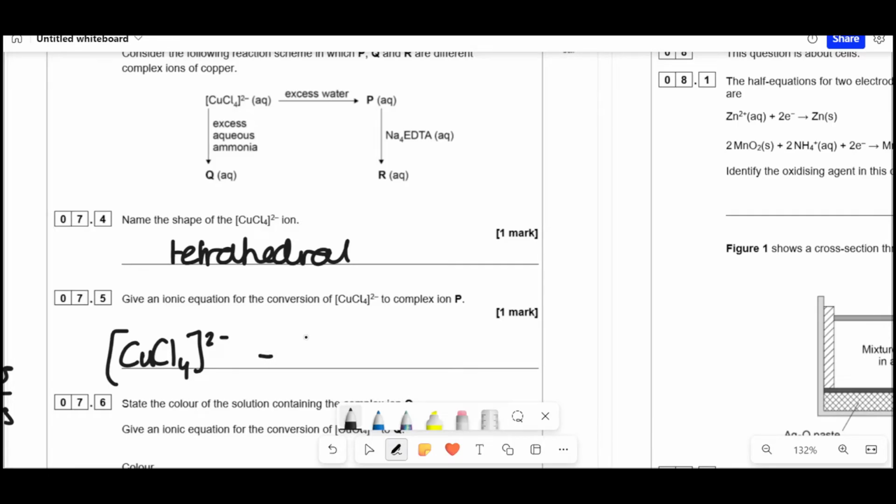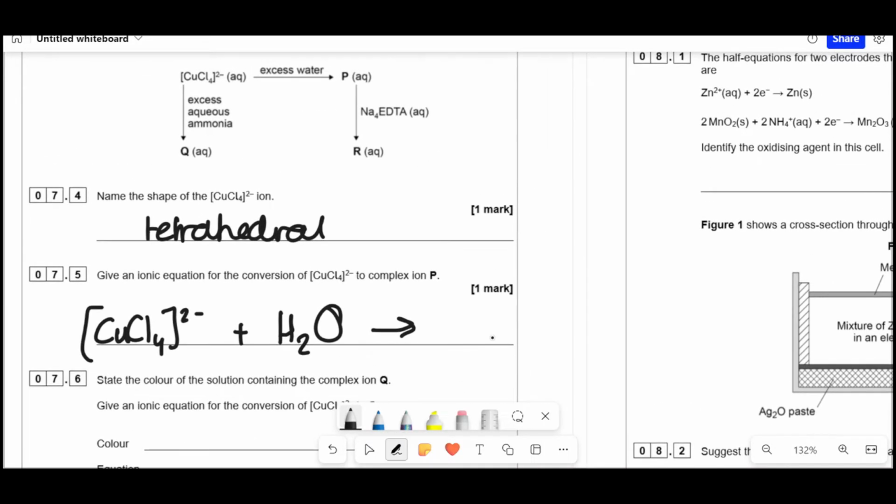They've told you they're adding some excess of water. And then all you've got to do is just figure out what might be happening. So we're making some sort of aqueous thing that's P, and it's able to react with the EDTA. So clearly whatever's left behind has to be some sort of complex ion with a ligand. It can't form a salt. So your best bet is that these H2Os are swapped. It's a ligand substitution reaction.